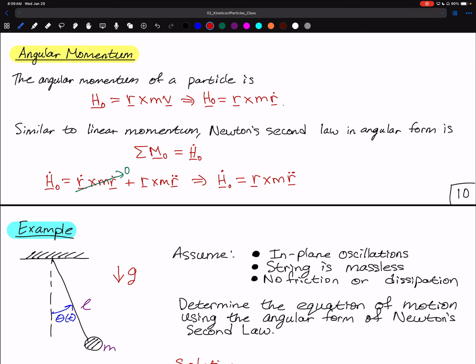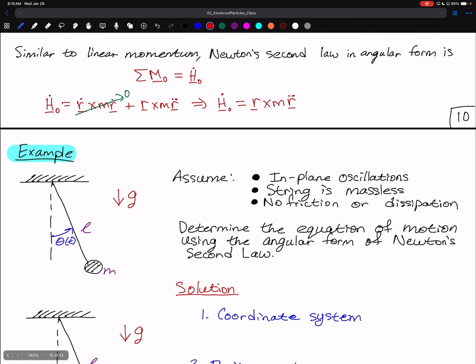So this is angular momentum for a particle. And this will take into account things like parallel axis theorem as well. It's built in there. Okay, any questions?